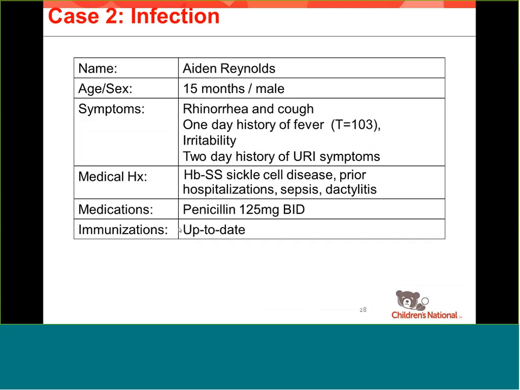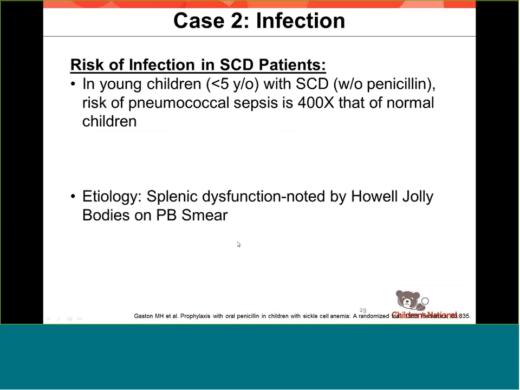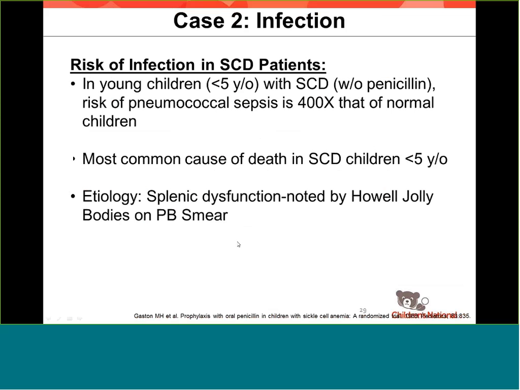And also I want to mention immunizations and also penicillin. Are they taking the penicillin every day? Are they up to date on immunizations? That's something you want to look into. So it is recommended. There is a 400 times risk of infections, the most common cause of death under the age of 5, and it's due to splenic dysfunction.